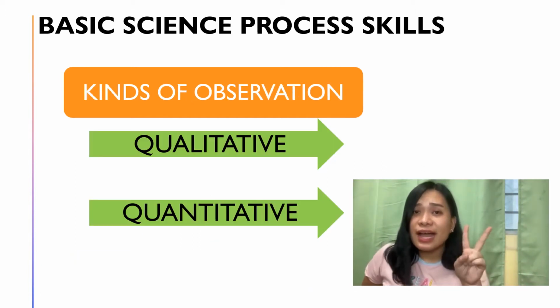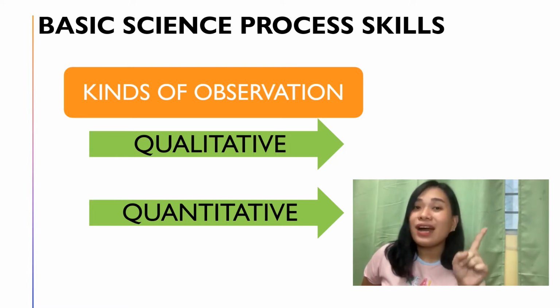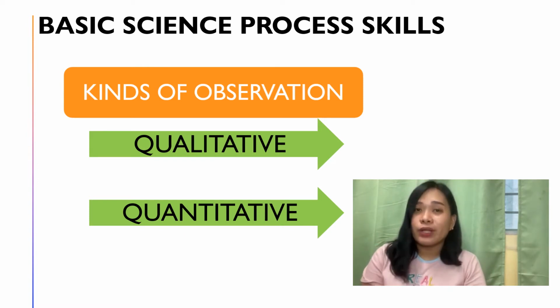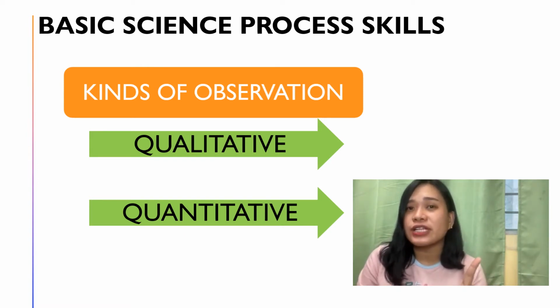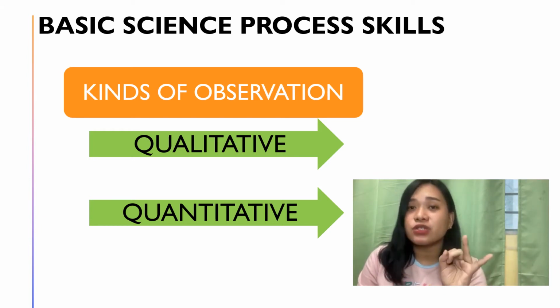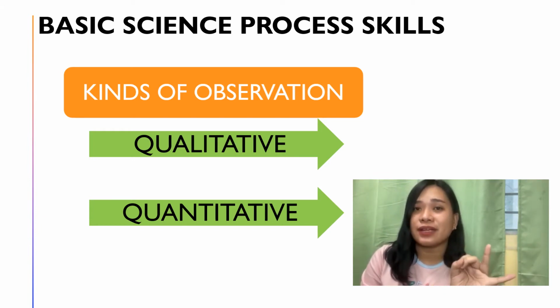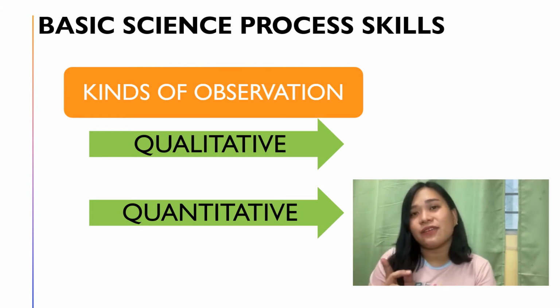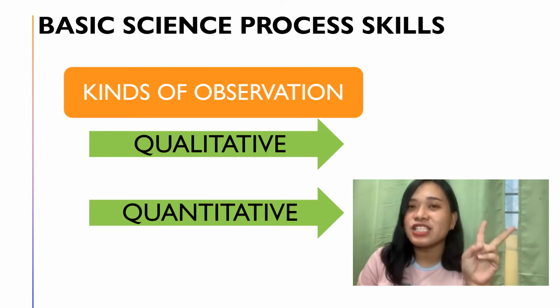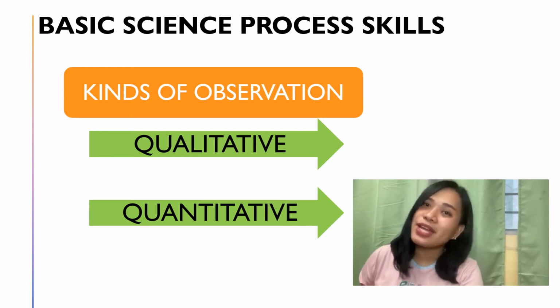There are 2 kinds of observations. We have the qualitative observation and the quantitative observation. When we say qualitative, we refer to the quality. We use our senses and observation tools to describe something or to describe its quality. When we say quantitative observation, we refer to quantity or numbers, and that leads us to our second basic science process skill, which is measuring.